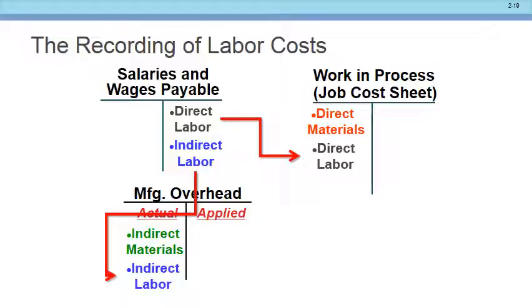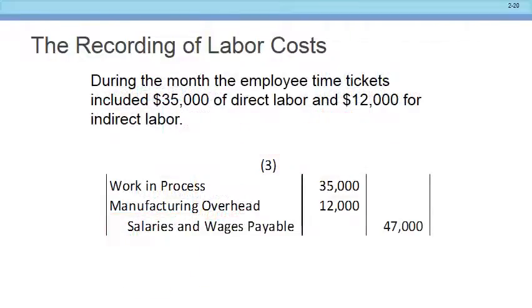Then you come over and you do the same thing with your labor. You're going to debit your work in progress for your direct labor. You're going to debit your manufacturing overhead for indirect labor. And of course, we have to pay these people. We would credit either cash or salaries payable if we are going to pay them later on, right? Okay, now you come over and you do the next one, the next slide, and we see now that we go ahead and do the journal entries for that.